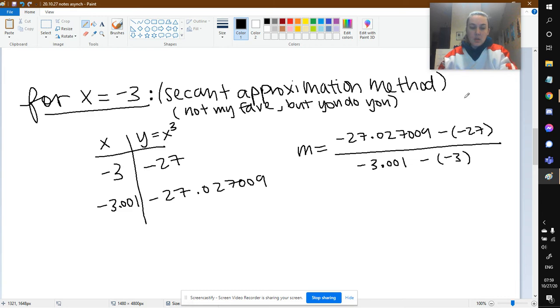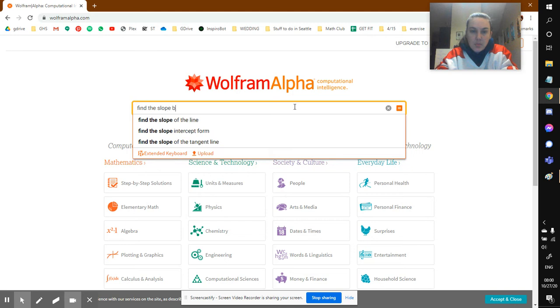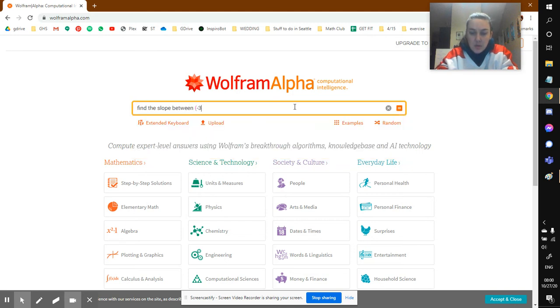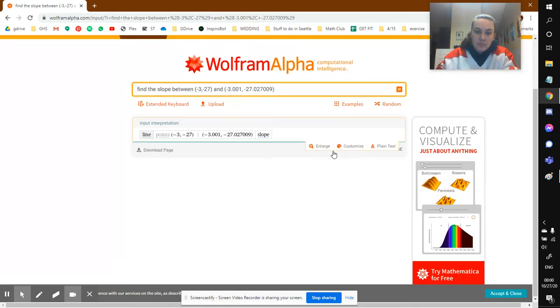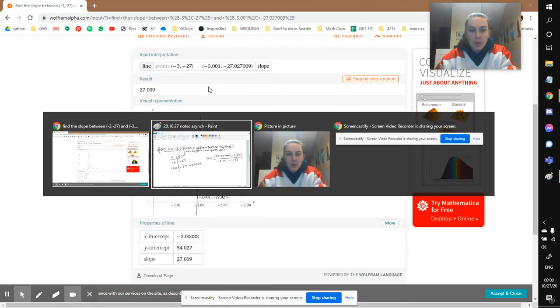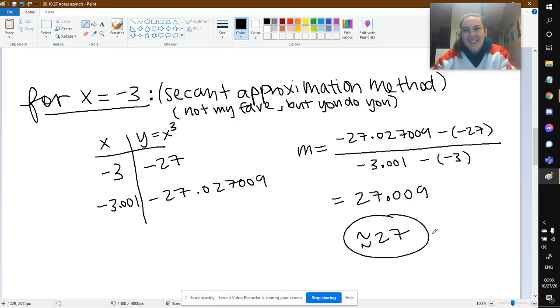If you're doing a lot of these, what I recommend doing is going to wolframalpha.com, saying find the slope between -3, -27 and negative 3.001, negative 27.027009. And it just does it for you. Bingo bongo, it's 27.009. So the slope is 27.009. This is real close to 27, right?